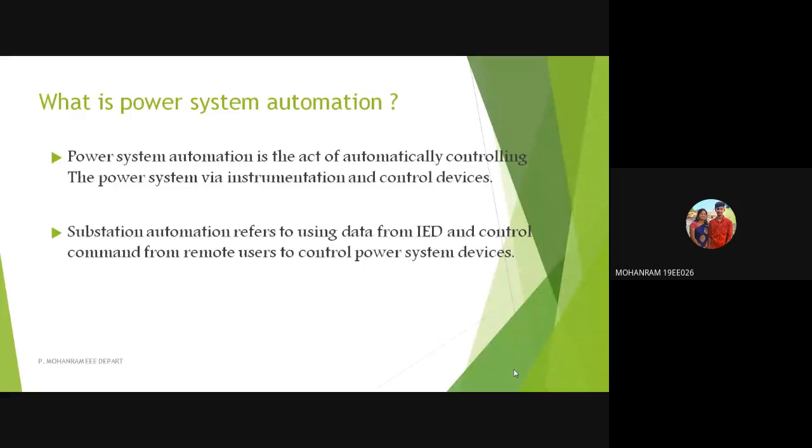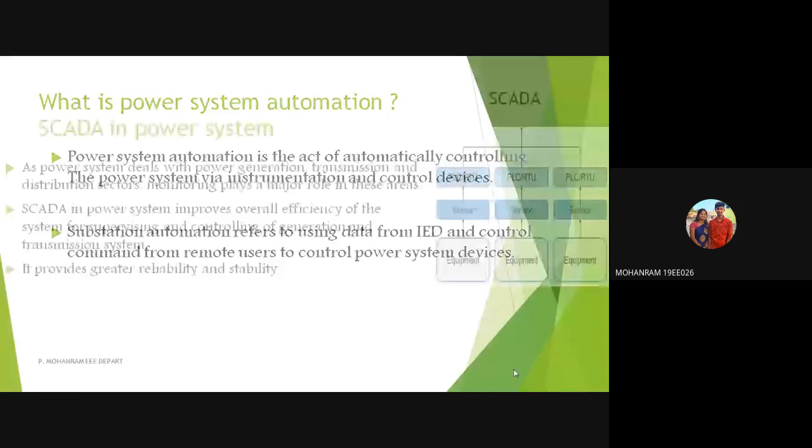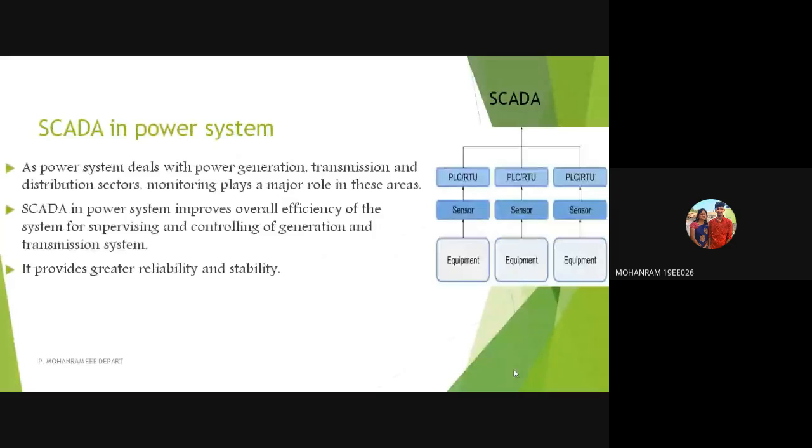And next, SCADA in power system. The function of SCADA in a power system is to monitor the power generation, transmission, and distribution. The SCADA system is mainly installed in substations. Substations are nothing but where the electricity or power is generated and distributed to every area.